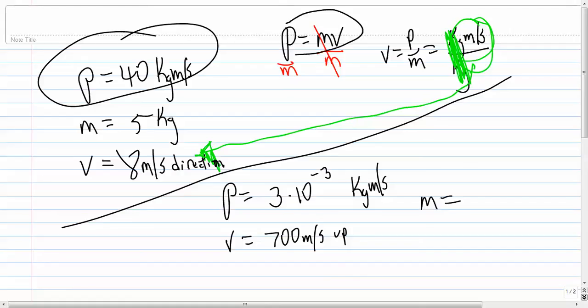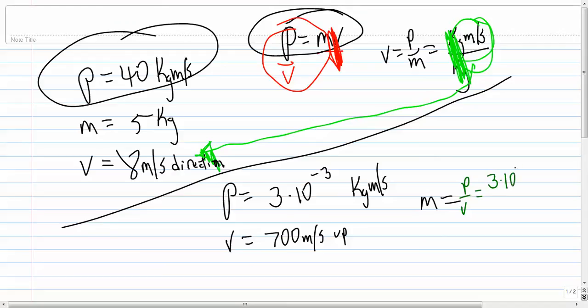Well, if we go back to our original equation here, if we want to get m by itself, how do we get rid of a multiplied v? Divide by v. They cancel out. You do it to both sides, so m equals P over v. So what's our unit going to be? Well, we've got 3 times 10 to the negative third kilogram meters per second divided by 700 meters per second. So you can see that what cancels out there is meters per second.